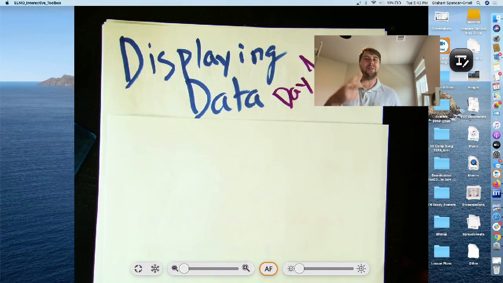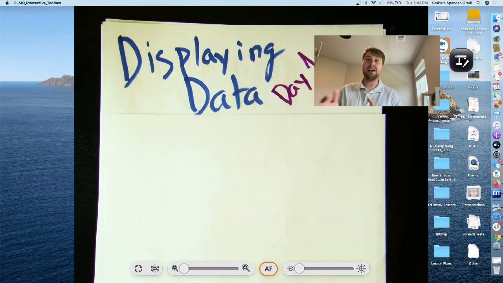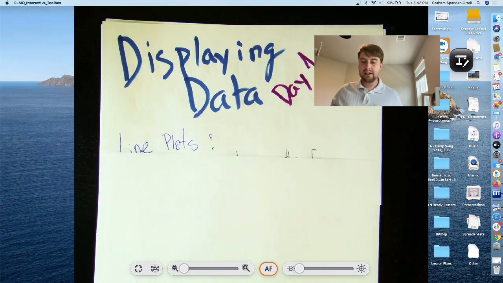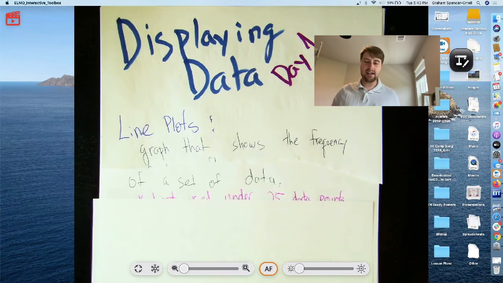That being said, we do have two more days of video lessons. Ironically, they are both about displaying data. So today is displaying data day one. Remember, data is just our collection of numbers that we have found, either through research, through making up, or recording of other numbers. We're going to look at line plots today. Line plots are super simple. It is just a graph that shows the frequency of a set of data.